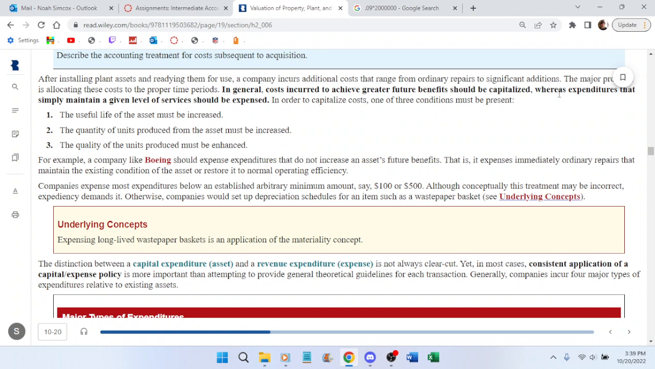Let's set up a depreciation schedule for a waste paper basket. No, nobody calls it that. I guess it's... Let's set up... long-lived waste paper basket. Wait. The waste paper basket is deteriorating. We must charge depreciation expense. No.